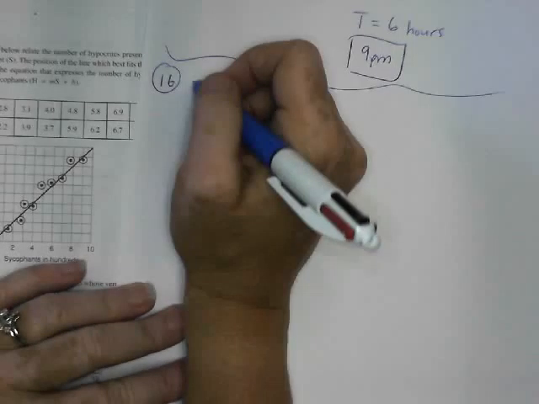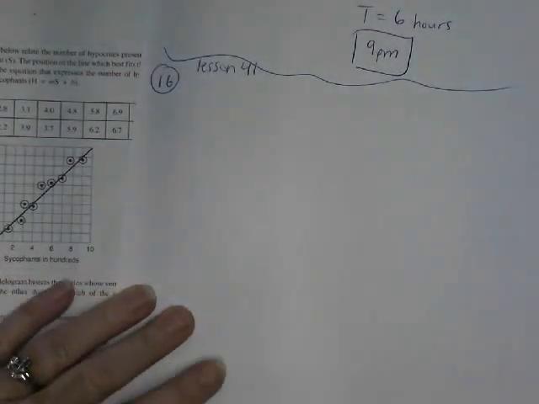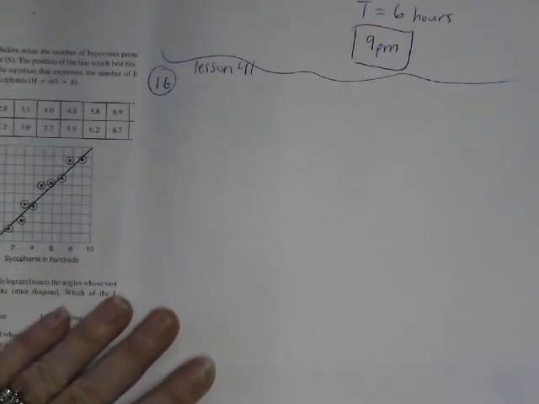Okay, this is lesson 41, number 16. It says, write the quadratic equation with a lead coefficient of 1 whose roots are negative half and 2/3. So the roots are negative half and 2/3.